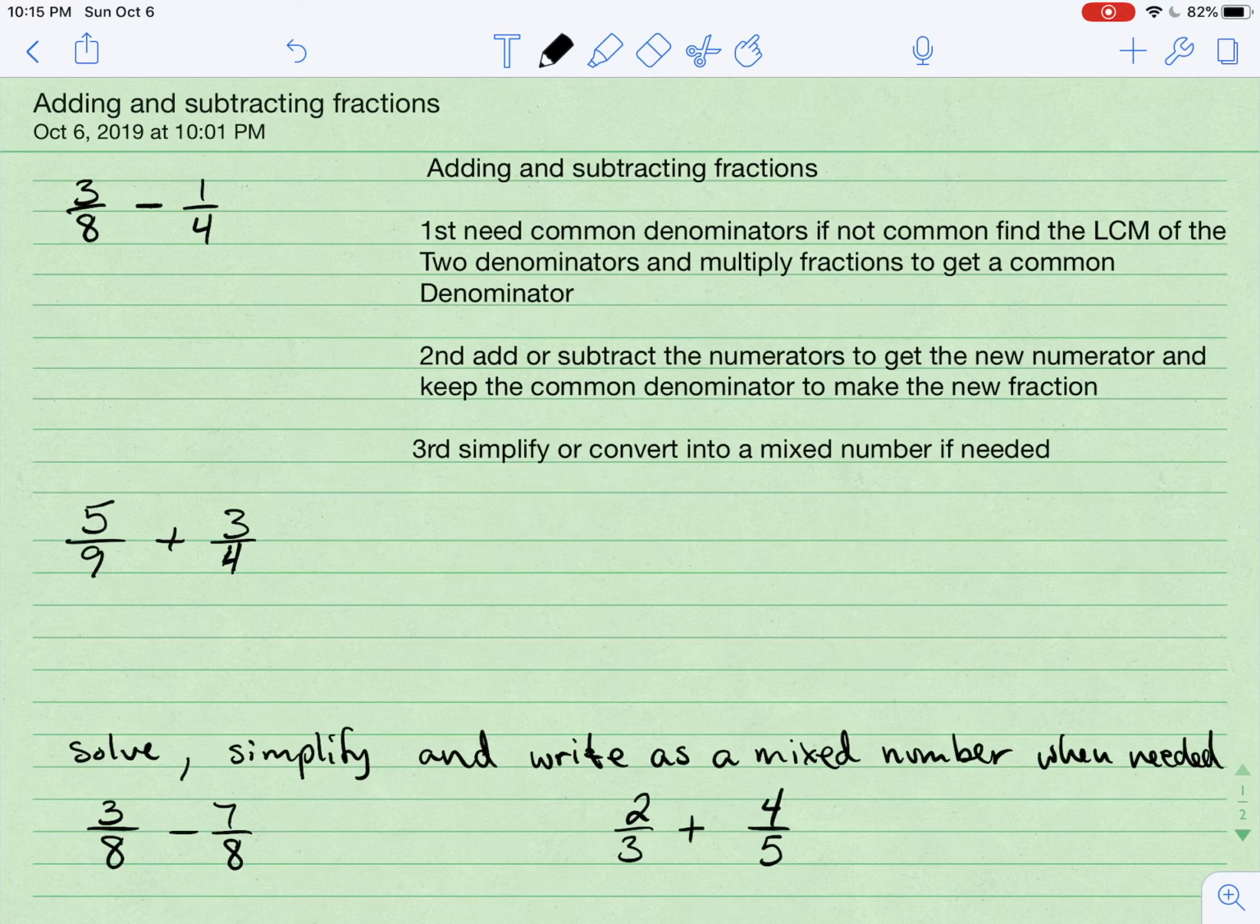All right, adding and subtracting fractions. When adding and subtracting fractions, first we need a common denominator. If there isn't a common denominator, we need to find one, and we're going to do that by finding the least common multiple of the two denominators. Once again, you're going to multiply the fraction, either both of them or maybe just one, depending on the least common multiple, by the number that will give you a denominator that is the same as the other.